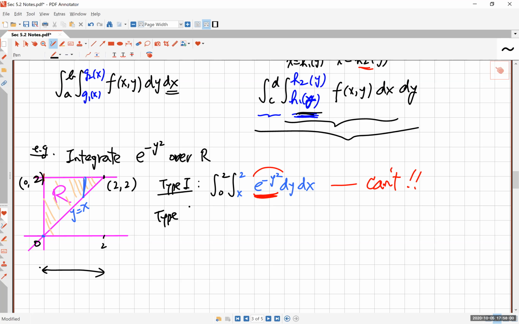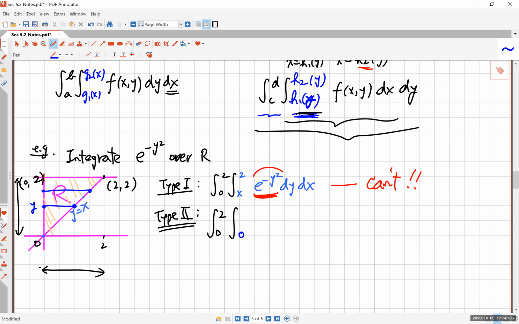So type 1, can't do it. Type 2, sometimes you may be able to do that. So the type 2 is going to be very different. How different? Well, then you ask the question, y ranges from what to what? And here, the lowest point of y is 0. The highest point of y is 2. And then watch carefully, for each y you pick, you go from this point to wherever it touches that. So that means y goes from 0 until you hit this line, y is equal to x.